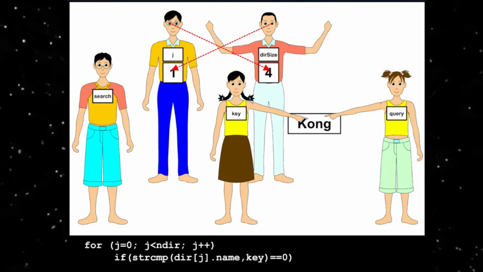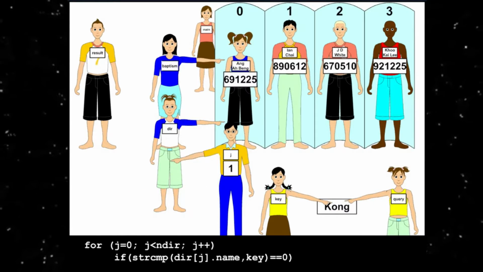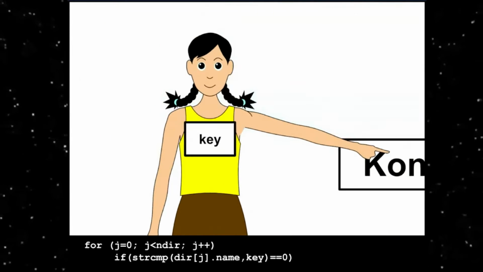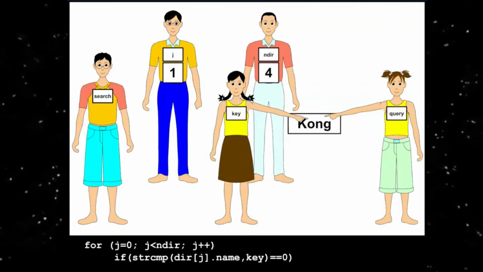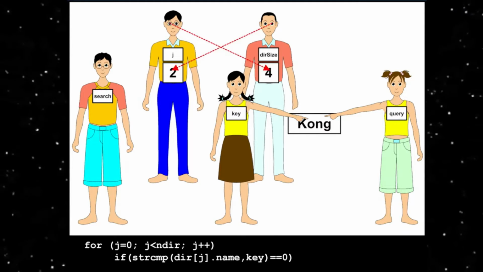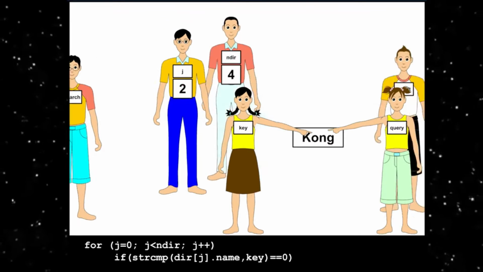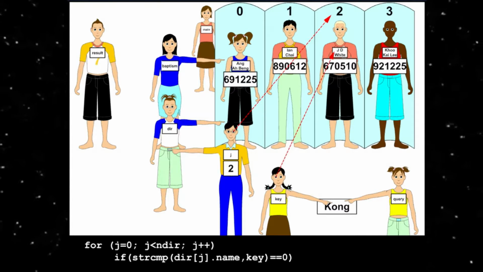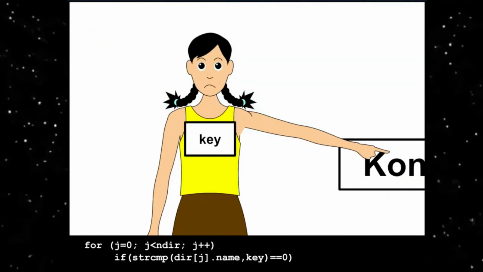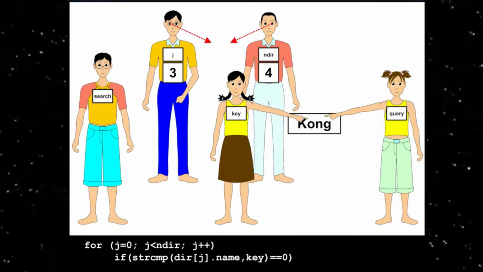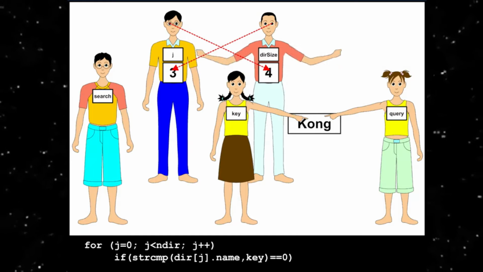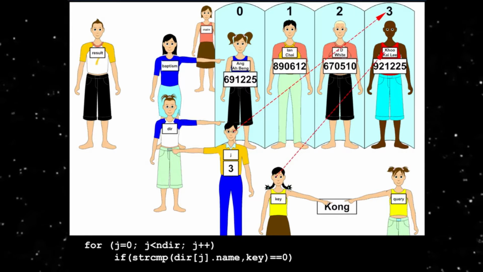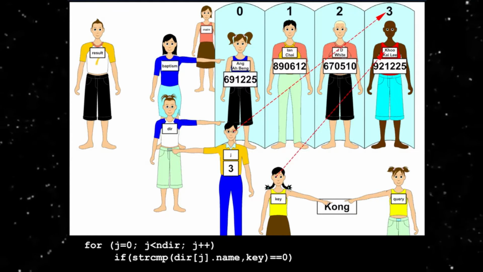Therefore, j is still less than dir size, which is 4. So we compare the name Kong with the data in location j, which is 1, and find that Ian Chai is not the same as Kong. Because it is not a match, we increment j to 2. Therefore, j is still less than dir size, which is 4. So we compare the name Kong with the data in location j, which is 2, and find that JD White is not the same as Kong. Because it is not a match, we increment j to 3. Therefore, j is still less than dir size, which is 4. So we compare the name Kong with the data in location j, which is 3, and find that Koo Kai Lee is not the same as Kong.